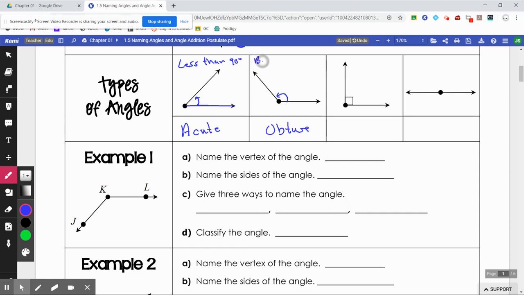Obtuse was between 90 degrees, we're past 90, and we've not yet hit 180 degrees, which would be all the way open. A right angle, I've already told you what that was. We've opened it up to that 90 degree mark. And if we open up all the way, that's a 180 degree angle, that we've opened the door. And that's called a straight angle.